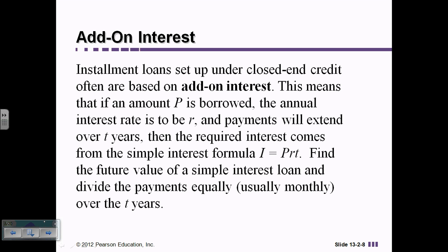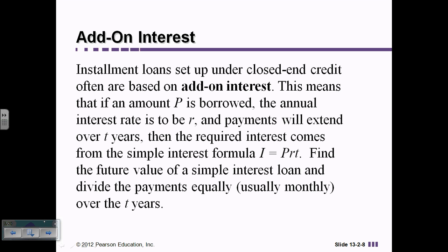And there's something called add-on interest. Loans that are set up under a closed-end credit system are usually based on add-on interest. That means the amount that is borrowed is P, the interest rate is R, over a certain number of years. They calculate the simple interest, add that simple interest to the principal amount, and then the payments are divided up equally.